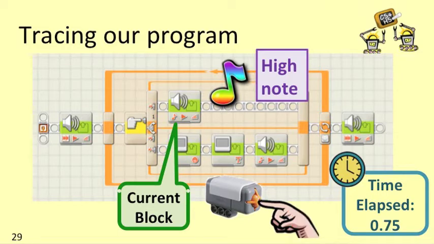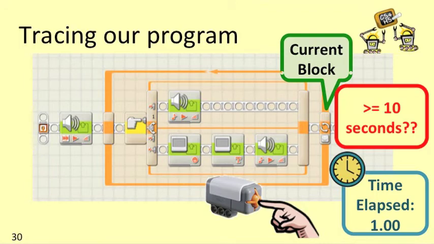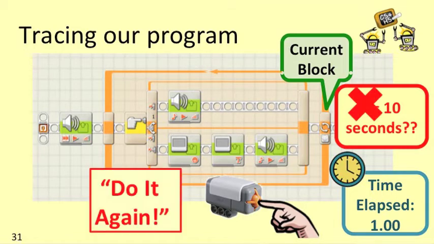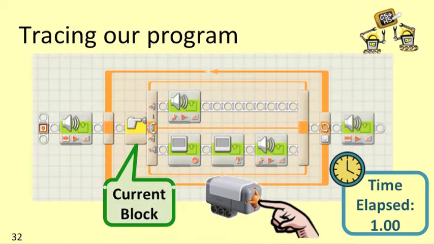Suppose after another quarter of a second, we put our finger back on the button again. The high note still isn't done playing. After the note's done, we check whether the loop is done. In this case, since we set the loop time to 10 seconds, we check whether at least 10 seconds has elapsed. Nope, only 1 second, so the loop tells us to do it again.